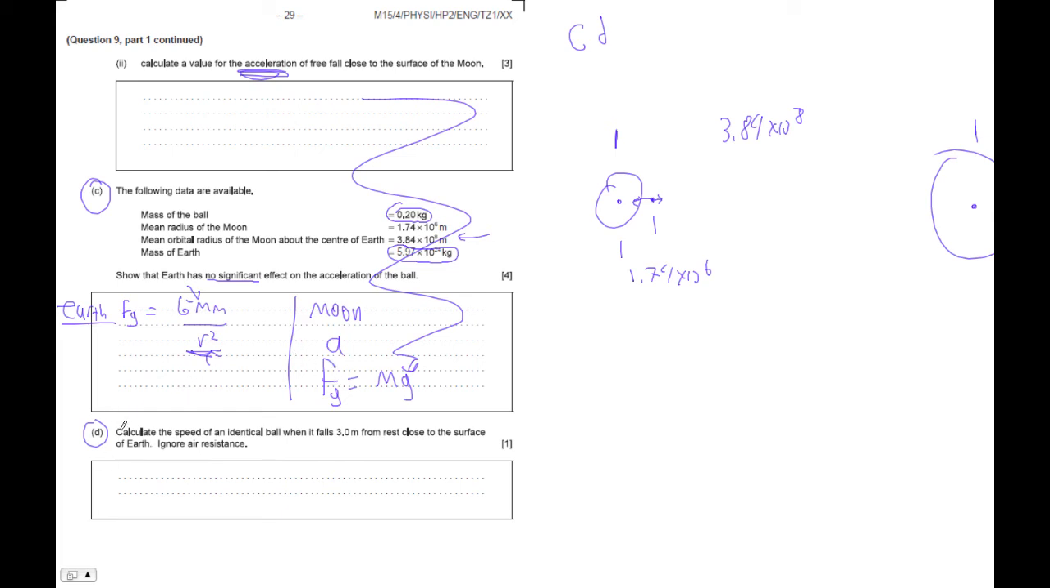And then D says, calculate the speed of an identical ball when it falls 3 meters from rest close to the surface of the Earth. So for that one, we're going to use SUVAT. This will be the acceleration of gravity on Earth, so negative 9.81. It's going to fall 3 meters, so negative 3, from rest to 0. Solve for the final velocity.